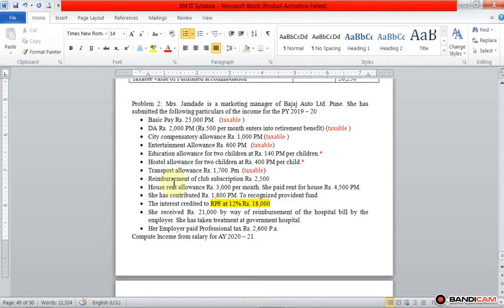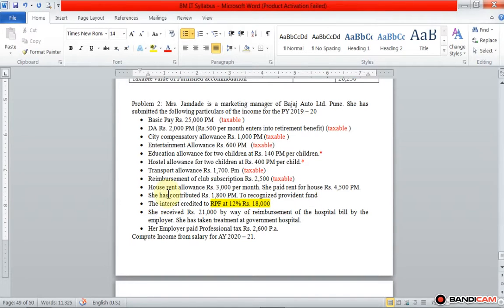Okay, then reimbursement of club subscription. The employer has reimbursed the club subscription, so it is taxable.